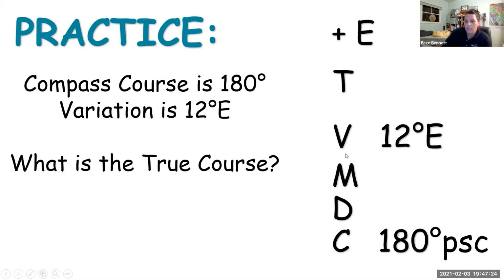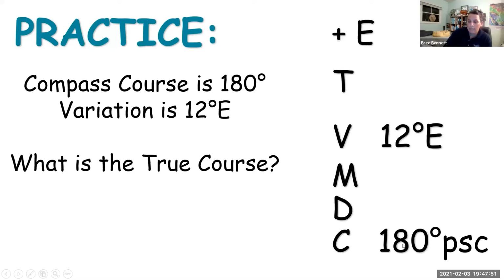So I'm going to start here. I put in a value of my 12 east, but I haven't gotten there yet. I need to start with my C because that's what I have. I have my compass course of 180. And my question is, what is my true course? So I'm working this from the bottom and going up. So my rule here is going to be adding east, subtracting west.